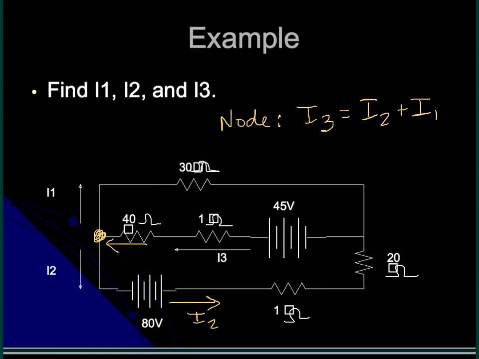Here's our node right here. So I3 goes into the node, I1 and I2 come out of the node. Our node rule is that the currents going in equal the sum of the currents going out. So I3 equals I2 plus I1.